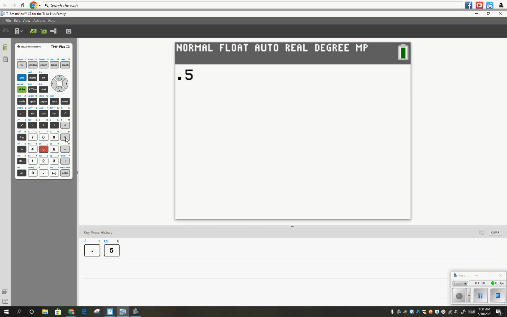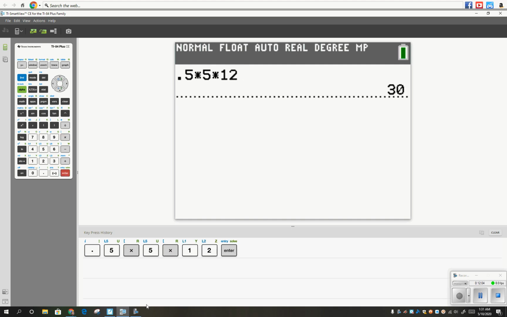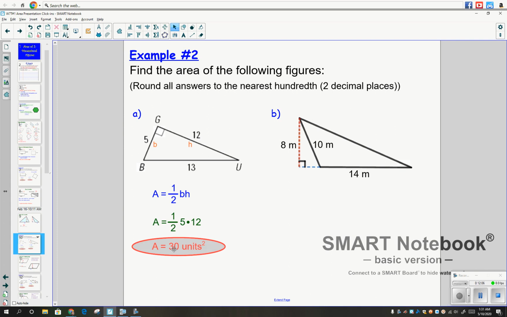1/2 or 0.5 times 5 times 12, and end up with what? 30. Now notice I did not have a unit of measure on this. So we will call this and say it's 30 units squared. So if you're not given a unit of measure, we would call it units squared for our area.